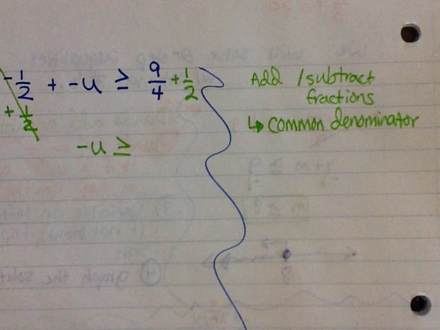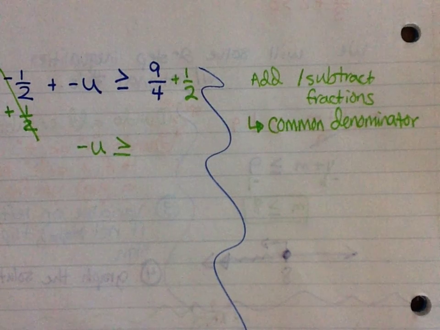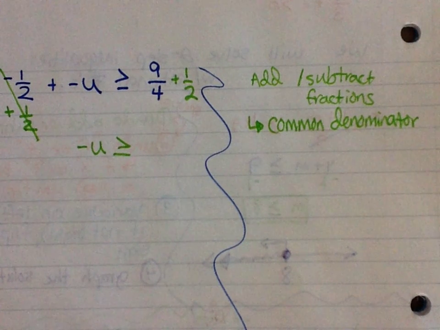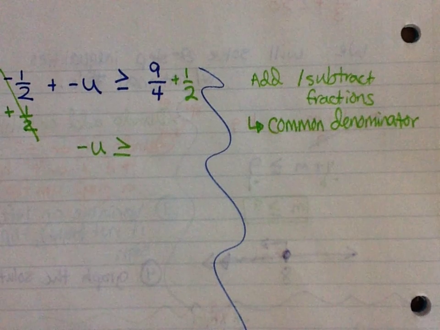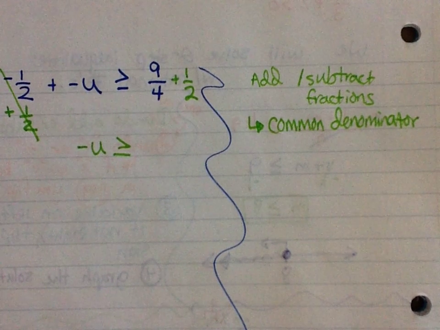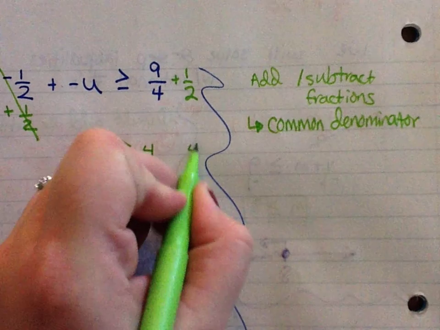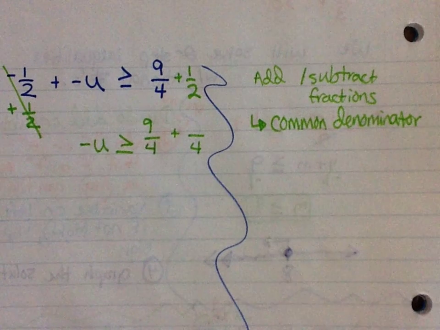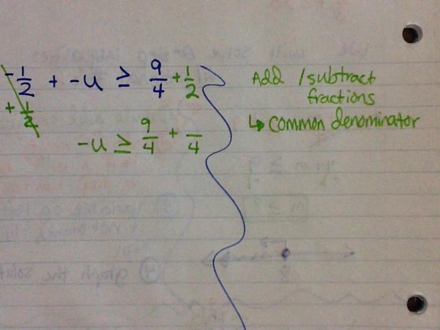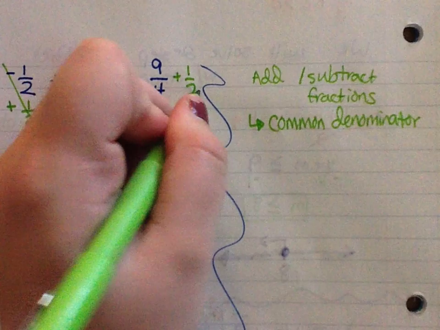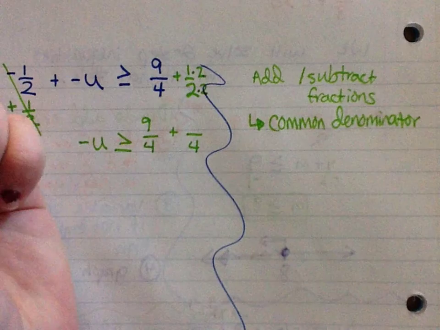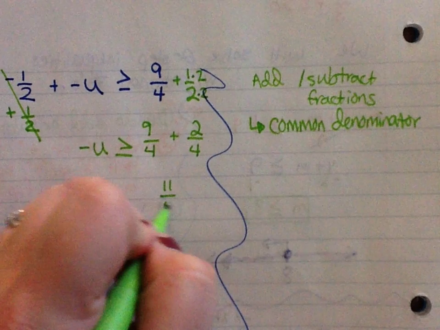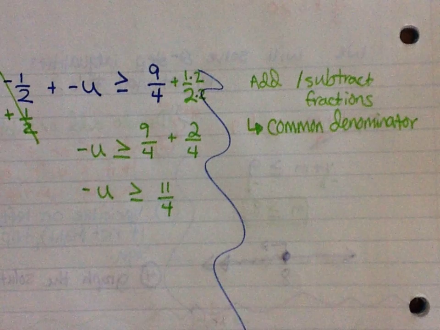What is our common denominator going to be? Cadence, what's our common denominator going to be? 4. So do I have to change my first fraction at all? Nope. It already has a 4. I just leave it. How do I go from 2 to 4? Jenna? I multiply by 2. If I multiply that by 2, I have to multiply the top by 2. 1 times 2 is 2. 9 plus 2, everybody? 11/4. It's greater than or equal to negative u.